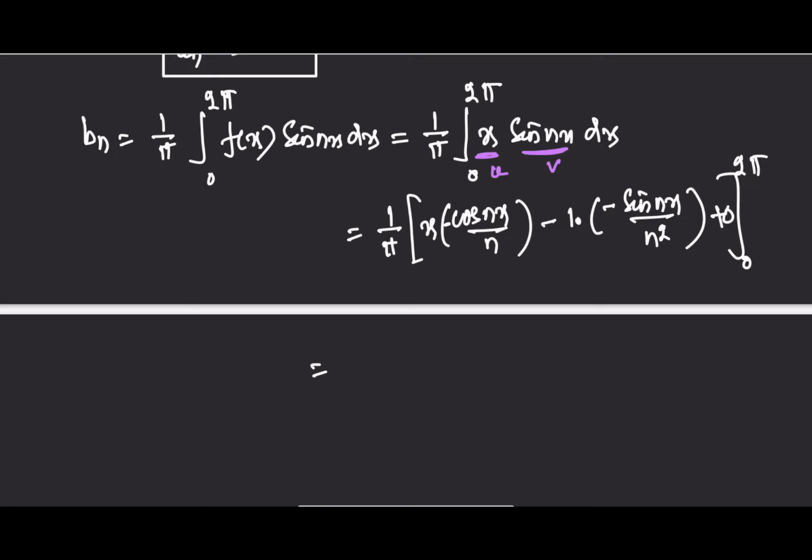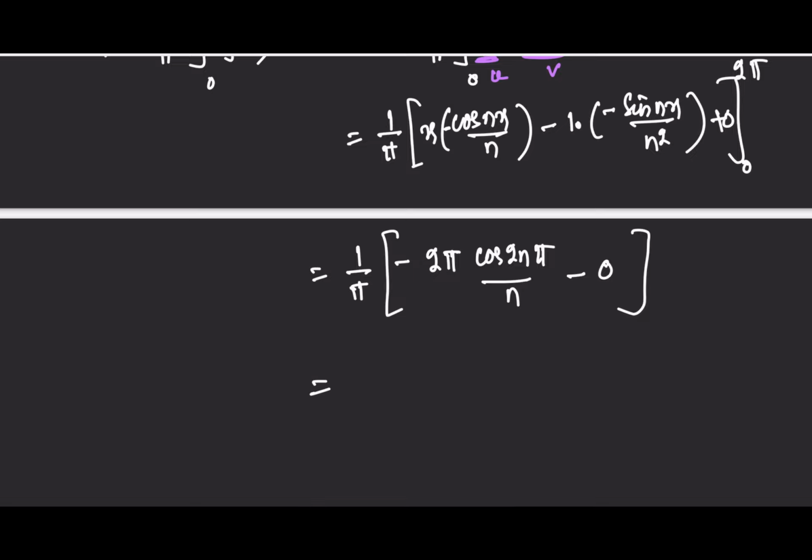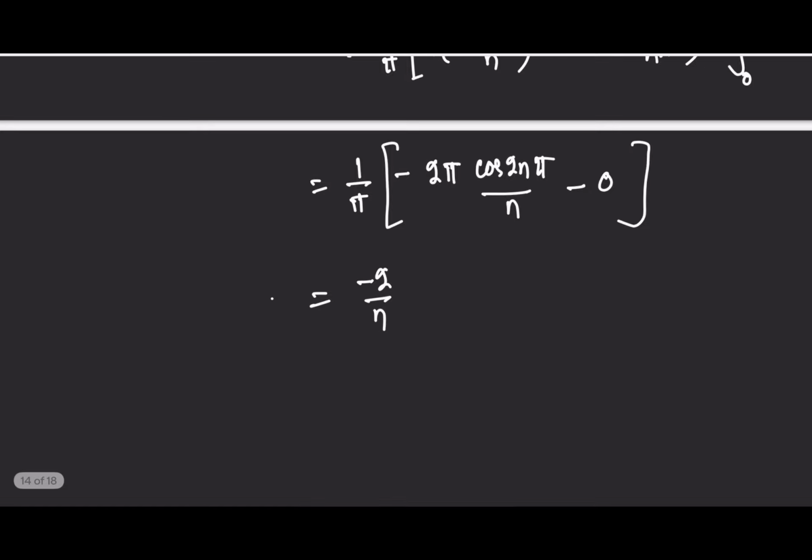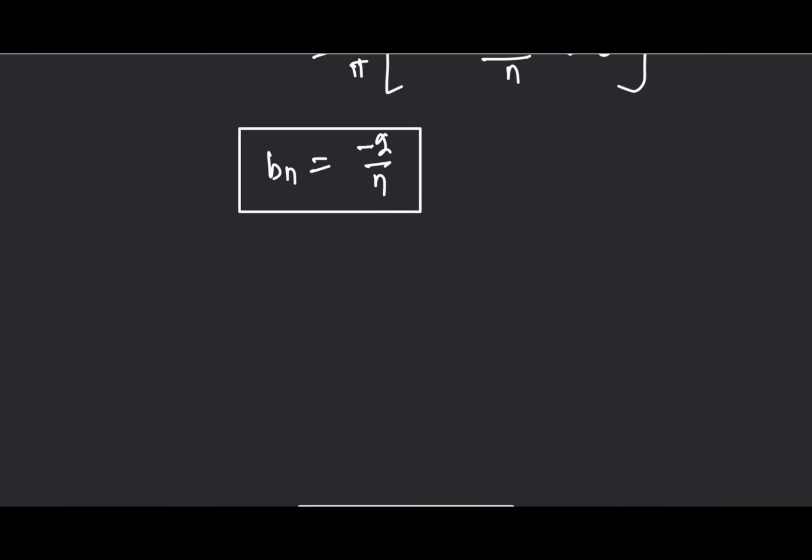Here you can see the second term becomes 0 after putting the upper limit and lower limit. You can check it by yourself. So the first term becomes equals to cos 2 n pi is 1, so minus 2 by n. Okay. We found a0 equals to 2 pi, an equals to 0 and bn equals to minus 2 by n.